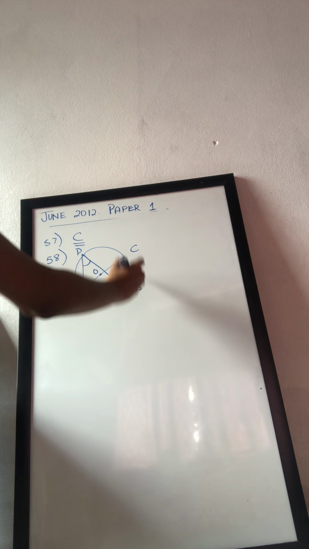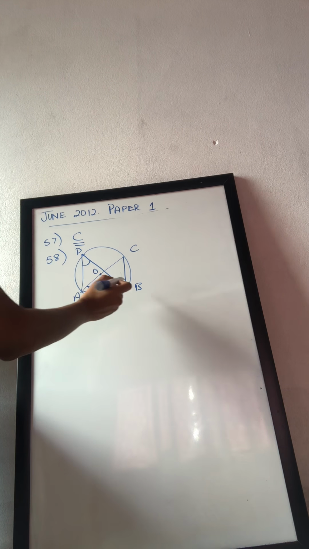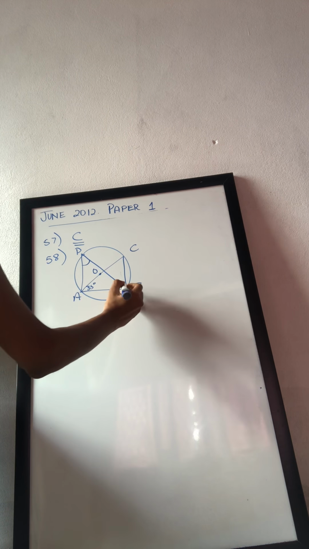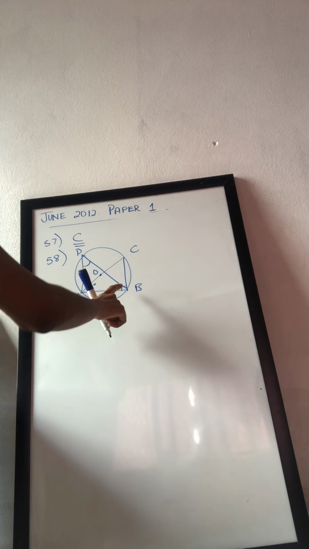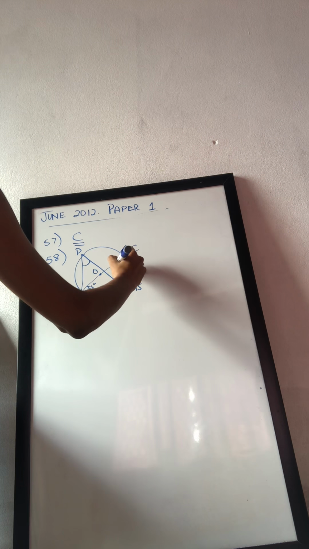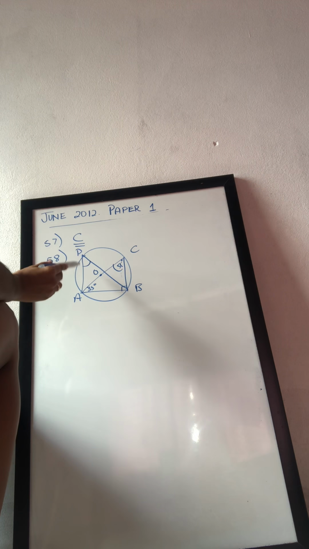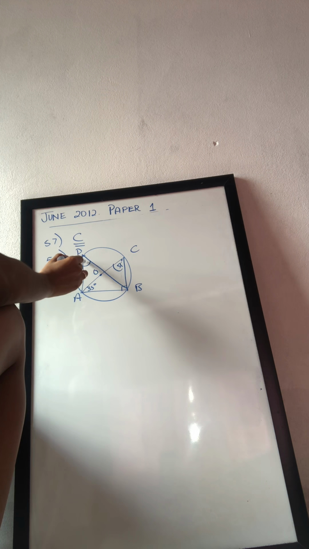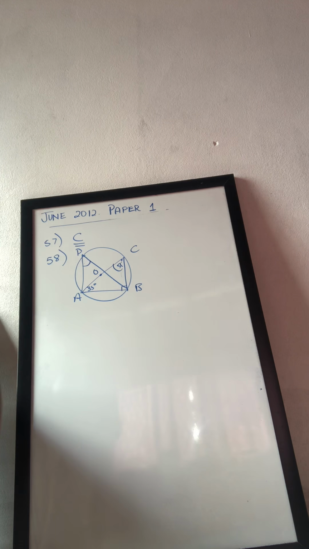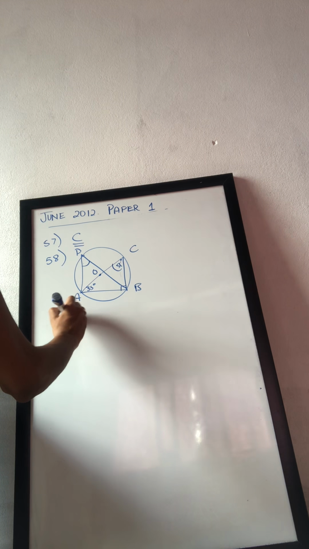Now we know that angle ABC is a triangle inscribed in a semicircle. So the angle opposite the diameter is 90 degrees. So if this is 90 and this is 35, then here must be 55. And then angles in the same segment drawn from the same chord, the angles at the circumference are equal. So the answer for 58 would be A, which is 55.